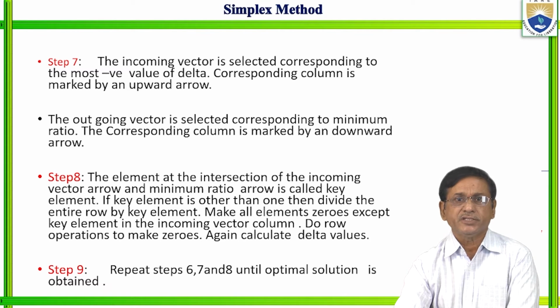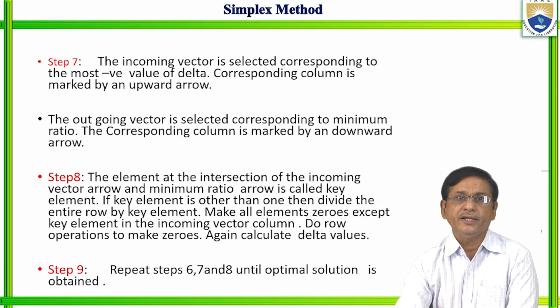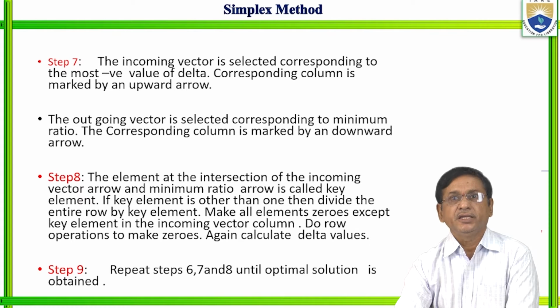The incoming vector is decided based on the most negative value of delta, and the outgoing vector is decided by the minimum ratio rule. The minimum ratio rule is xb by xk, so the corresponding values of xb by the corresponding values in the key column. Then we have to find out the key element. The element at the intersection of the incoming vector arrow and outgoing vector arrow is called the key element.